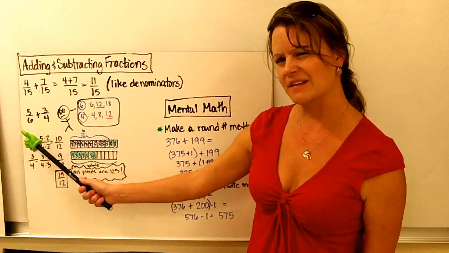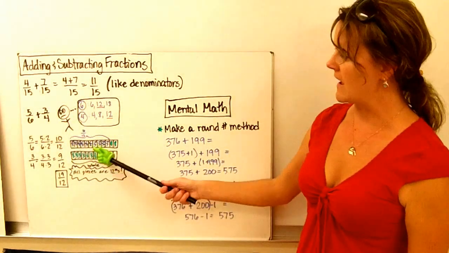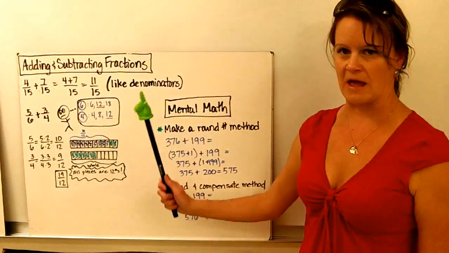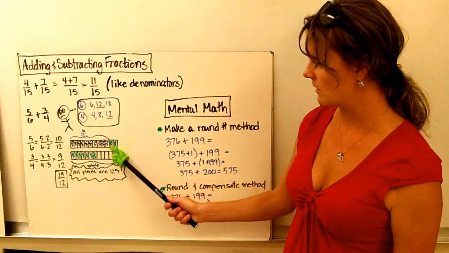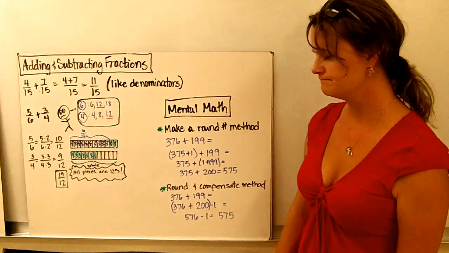Here we were trying to add 6ths and 4ths, but now by having equal-sized parts, we can add them easily, and we end up with a total of 19/12ths.